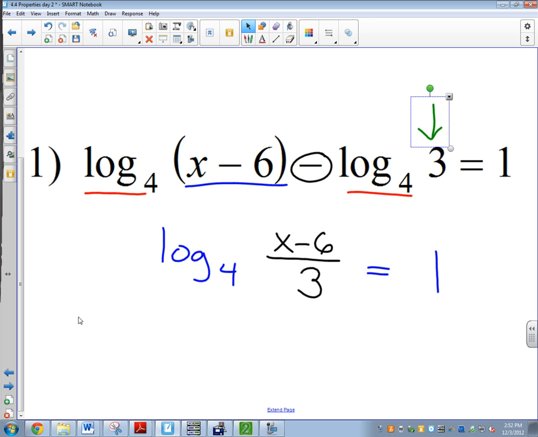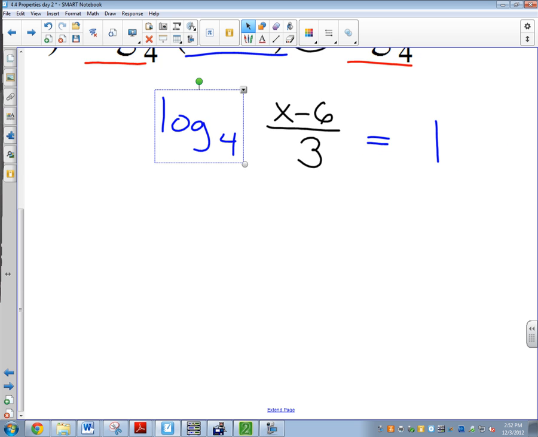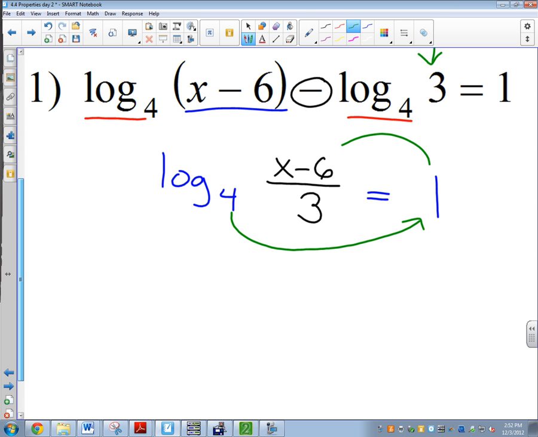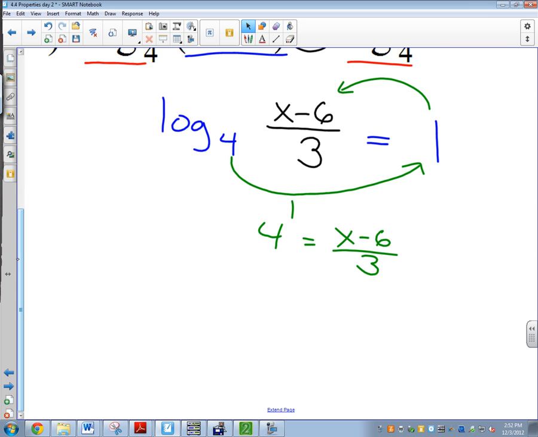So now that we look at this problem, we've got log written on one side of our equal sign. If we have log on one side and not the other, the way we solve that problem is by doing first, last, second. So when I look at this problem here, I have a log on one side and not the other, so I'm going to make it 4 to the first is equal to that mess. 4 to the first is equal to x minus 6 all over 3. By doing first, last, second, now I do not have log anymore in my problem. So now I'm going to solve it.